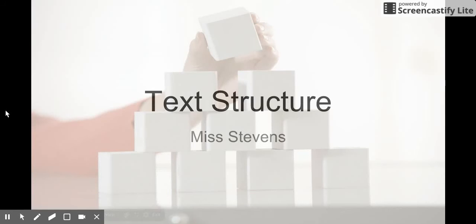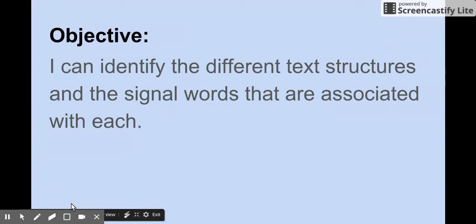Today, we're going to be talking about text structures. Now, we've been talking about text structures in class for the past week and a half. Does anyone remember what a text structure is? Yes, I know you remember. Good job. Well, let's review our objective.